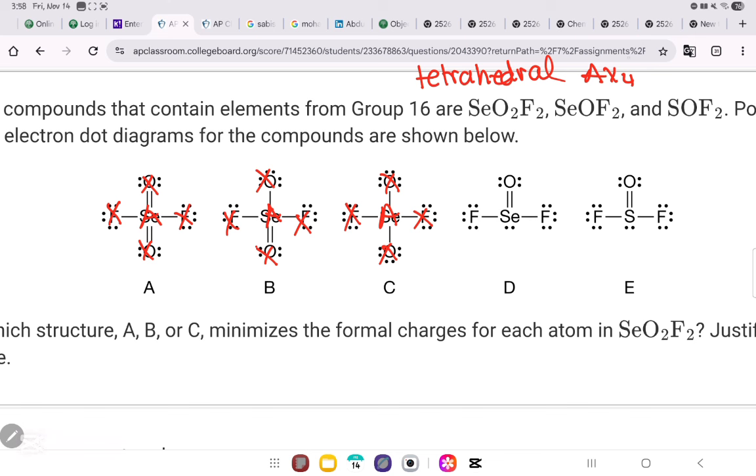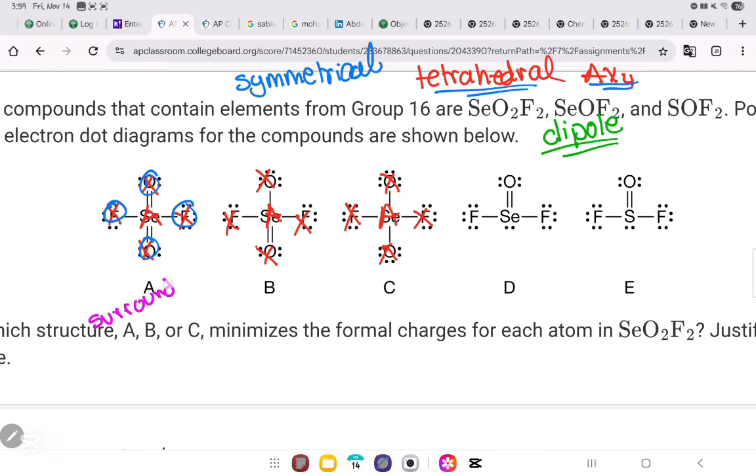Now, however, they said that there is a net dipole moment, meaning that it's a non-zero net dipole moment, meaning that it is polar. Why is it polar? Even though AX4, which is a tetrahedral, is a symmetrical structure, the surrounding atoms are different and they exert different polarity, right? So thus they exert a different polarity.